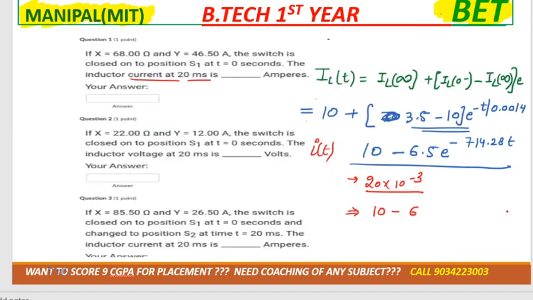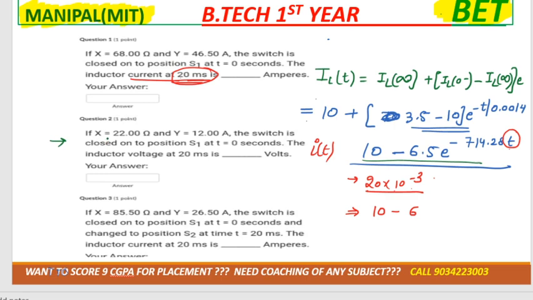Okay, so in this question they are asking to calculate at t equal to 20 milliseconds. So we can put it over here. The value of t as 20 millisecond means 20 into 10 raised to power minus 3. Every time you need to take care of the unit. So by substituting it, you will get the answer.